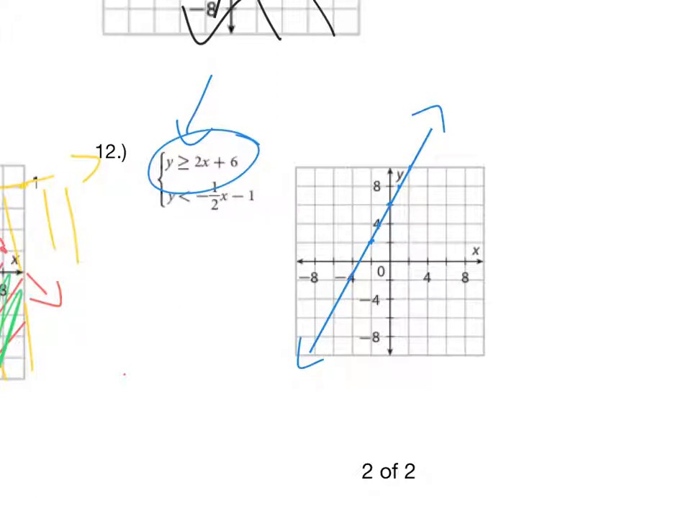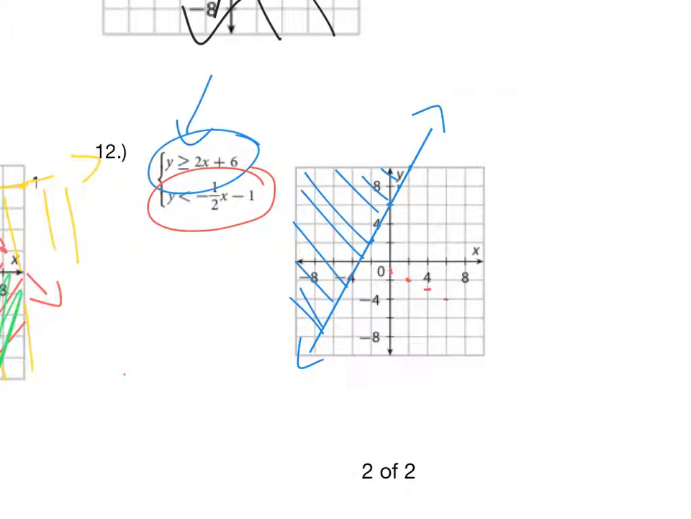All right, and which side of the line am I shading? I'm going to shade above the line because it's a greater than or equal to symbol. So I'll shade this side right here above the line. Next, we have y is less than negative 1/2 x minus 1. So my y-intercept is going to be negative 1, and I'll do this one in red, which is right here. And then my slope, I'm going to go down 1 to the right 2. That would be my slope.